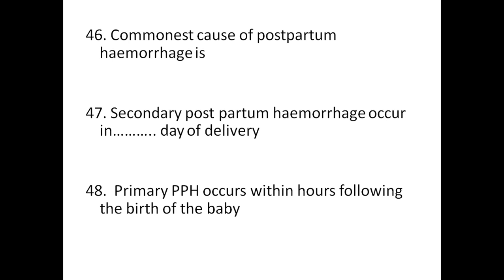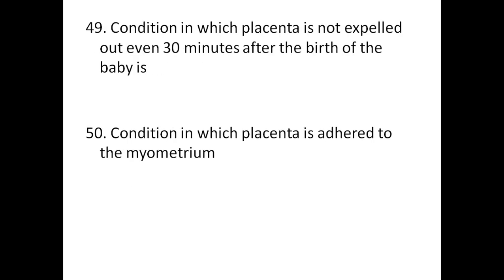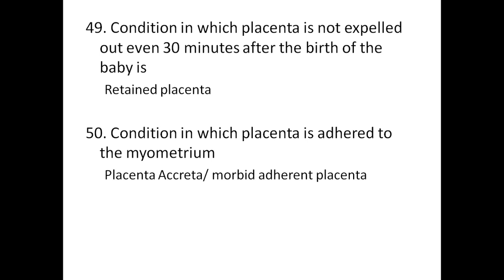The commonest cause of postpartum hemorrhage is atonic uterus. Secondary postpartum hemorrhage occurs 8 to 42 days after delivery. Primary PPH occurs within 24 hours following birth of the baby. The condition in which the placenta is not expelled even 30 minutes after birth of the baby is known as retained placenta. The condition in which the placenta is adhered to the myometrium is known as placenta accreta or morbidly adherent placenta.